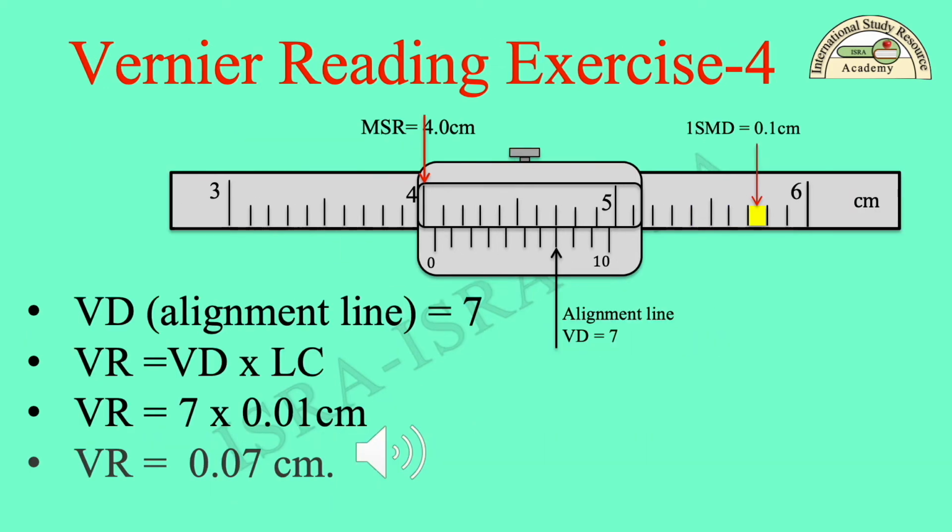Vernier reading exercise 4. To obtain vernier scale reading, look at the image closely for alignment of scale lines of MSR and VR. Here the alignment line between MSR and VR shows VD is equal to 7. Therefore, VR is equal to VD times least count, or VR is equal to 7 times 0.01 cm. Therefore, vernier reading VR is equal to 0.07 cm. Matching and reading line of vernier divisions is visible on the diagram. It is represented with a black arrow.